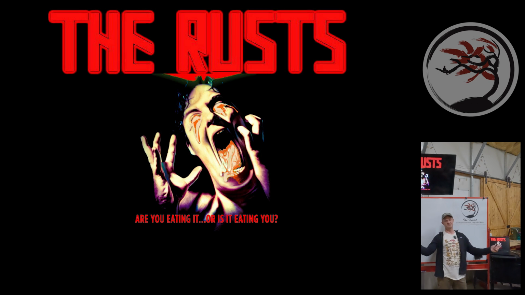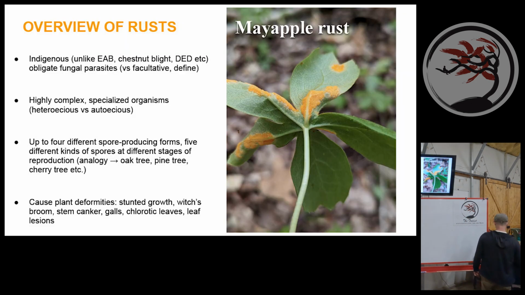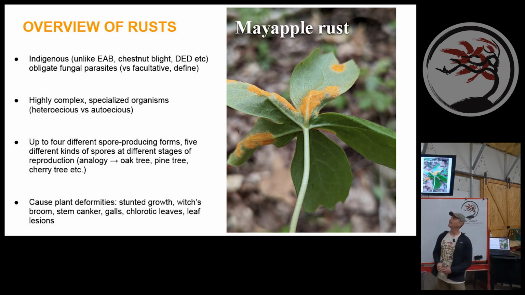We're talking about rusts. Can anyone name a rust? There's one I know you all have seen. Cedar apple. Yeah, cedar apple rust. So we're going to briefly touch on that, but our focus is going to be on a different one for a little bit. All right, Fusiform. What is it? Yeah, Fusiform is another rust. Nice, there we go. So, kind of an overview of rusts.